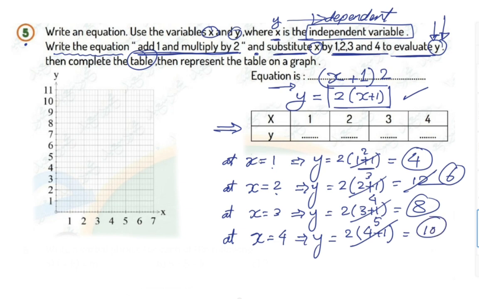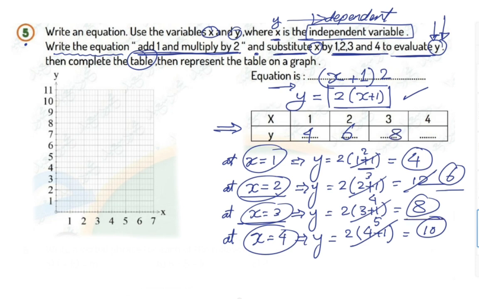So you have 4 values of x and 4 values for y. For each value of x there is a value of y. When x equals 1, y equals 4. When x equals 2, y equals 6. When x equals 3, y equals 8. When x equals 4, y equals 10. So you complete the table.